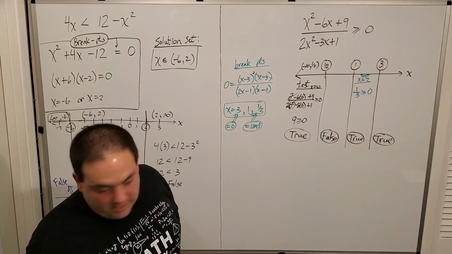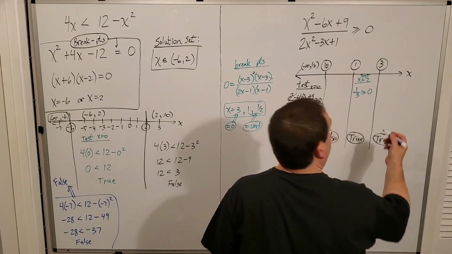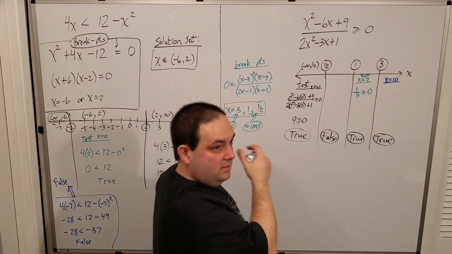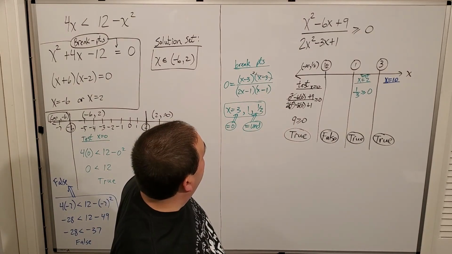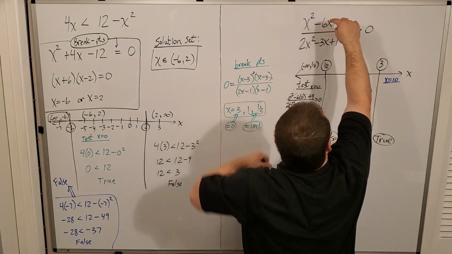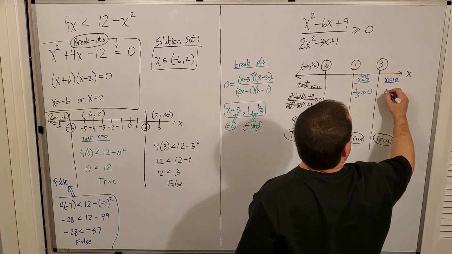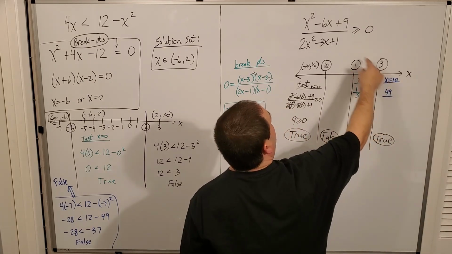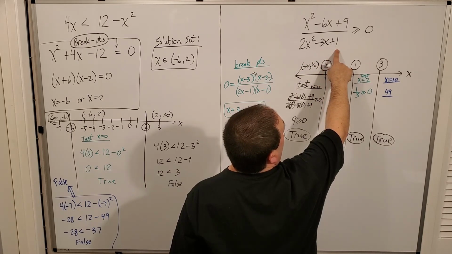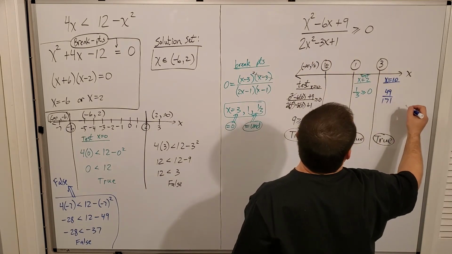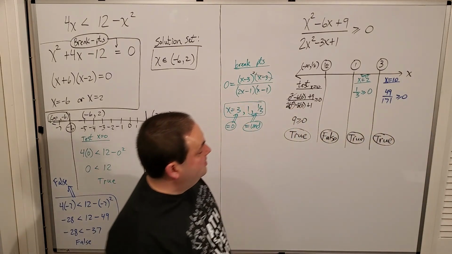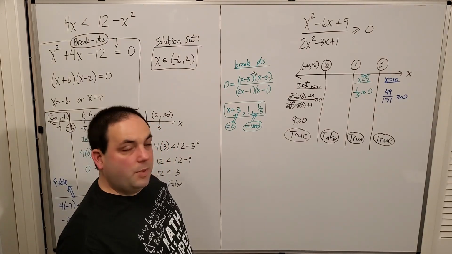If I test something bigger than 3, let's say 10. 10's easy to test because it has a nice round number of pieces to it, right? So let's see. 10 squared is 100, minus 60 is 40, plus 9 is 49. Right? Then this would be 200 minus 30 plus 1. That'd be 171. Greater than or equal to 0, which, as you can see, is also true because it's a number bigger than 0. It is positive, it's bigger than 0.